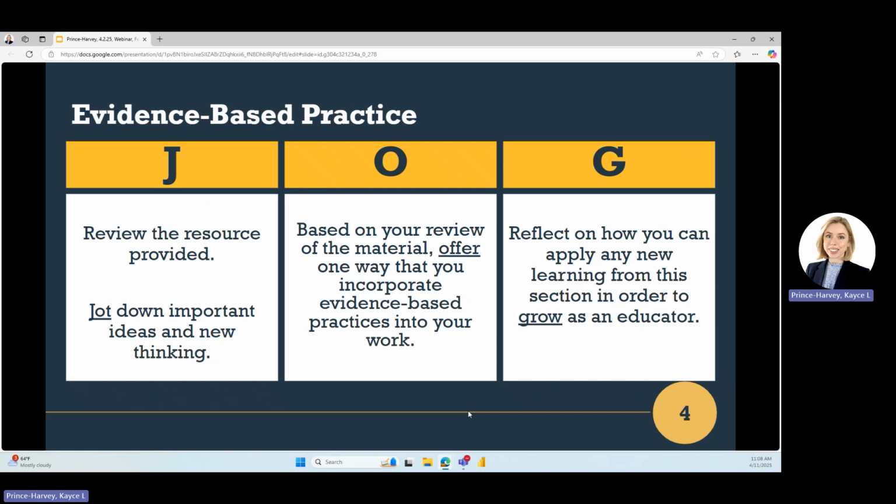So just to clarify, we do have in box 4 of your note catcher an article on evidence-based versus research-based practices. You'll also see that there is a spot on your note catcher in box 4 to jog your memory about these two terms. So starting with the J to read and review the resources provided, and then jot down important ideas and new learning. For the O, you're going to consider, based on your review of the material, offer one way that you incorporate evidence-based practices into your work already. And then for G, reflect on how you can apply any new learning from this section in order to grow as an educator. Take just a moment to do that.